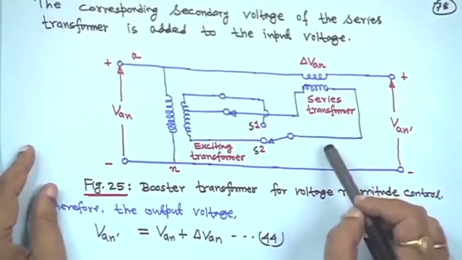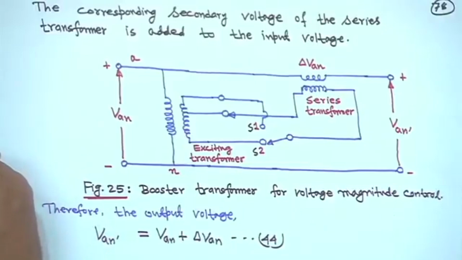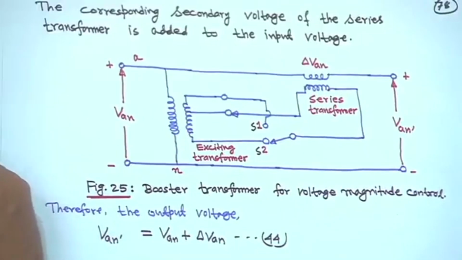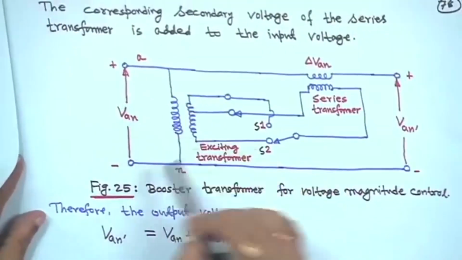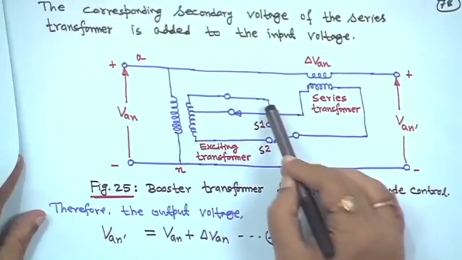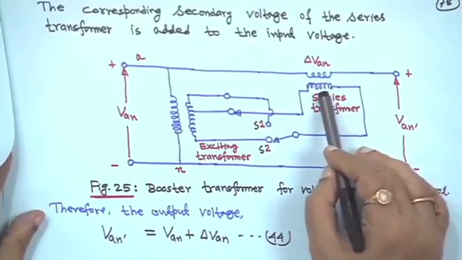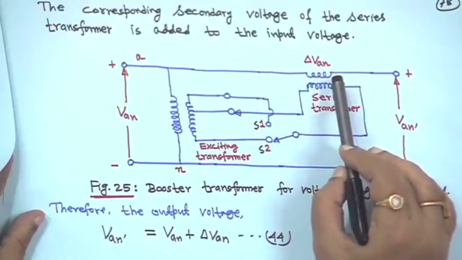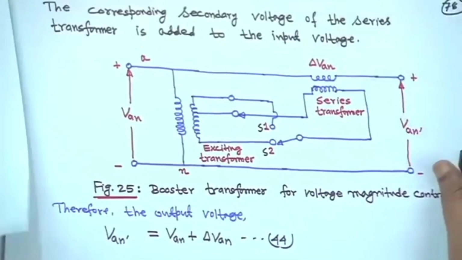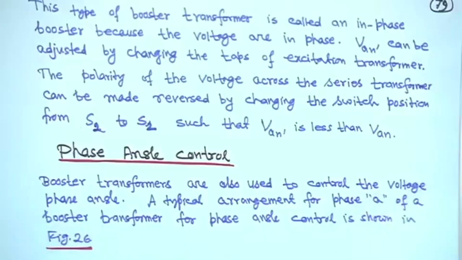So, this way you can go for controlling the voltage; this is called an in phase booster, because the voltages are in phase in this case, right. So, this is your connection, this is VAN, this is the exciting transformer, and the tap connections are shown. The output of this is connected to the series transformer on this side, whose other winding is in series with phase A, such that voltage can be added or subtracted. They are in phase, so voltage magnitude can be adjusted. So, this type of booster transformer is called an in phase booster, because the voltages are in phase.